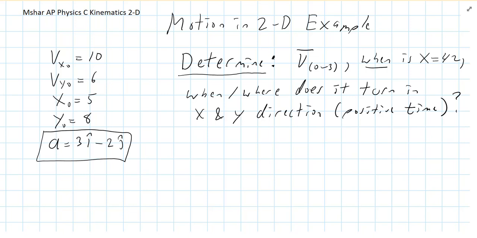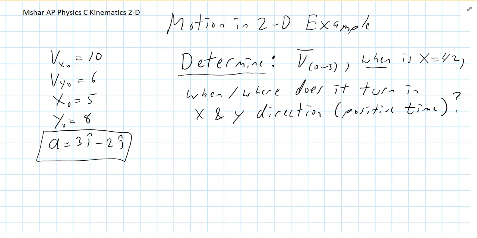Hey folks, I have an example for you regarding 2D motion using unit vectors. The givens on the left: let's say it's a ball on a table, but the table's tilted in both the x and the y direction, so the ball's going to accelerate with a constant acceleration.